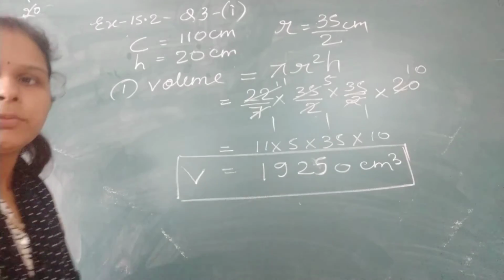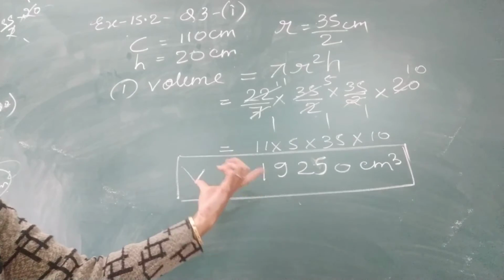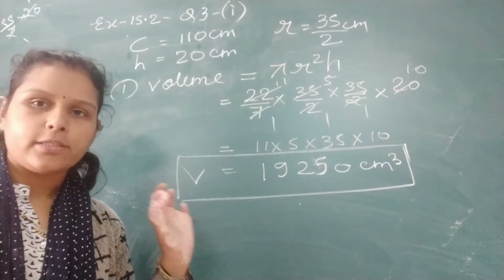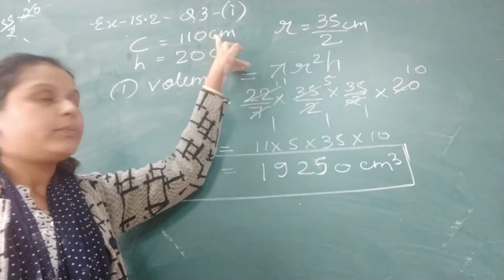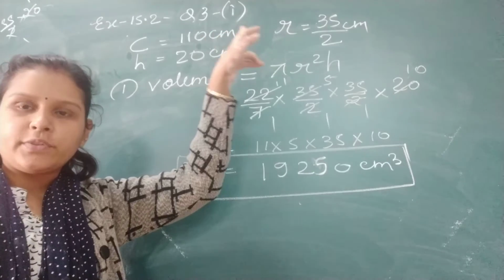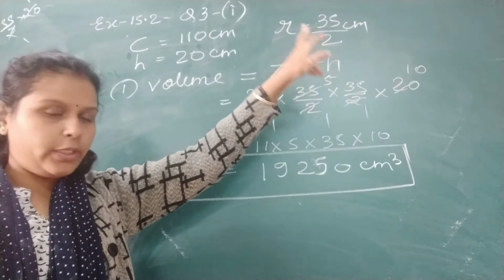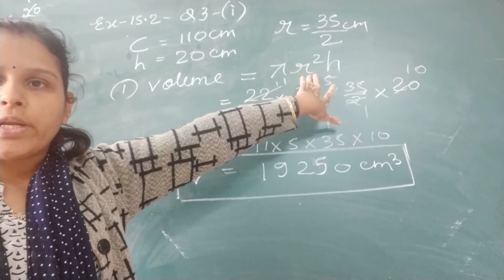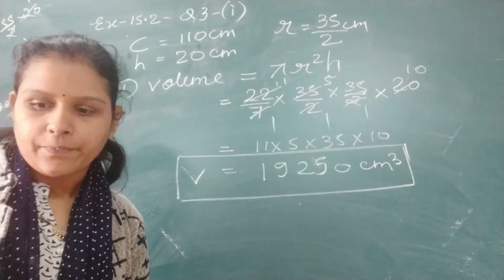I hope the concept is clear to all of you children. Okay? So this is how you will find the volume. The only logic behind this question is to find the radius. And how will you find the radius? By using the circumference. Using the formula of circumference 2 pi r, you got the radius as 35 by 2, and you have simply substituted the value of radius and the height in the formula and found the volume of the cylinder. Okay.